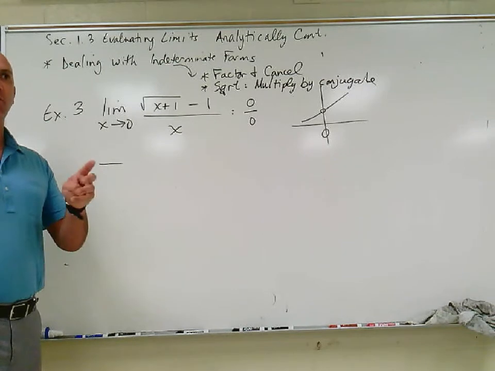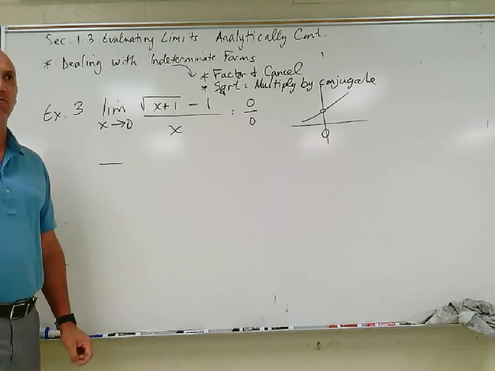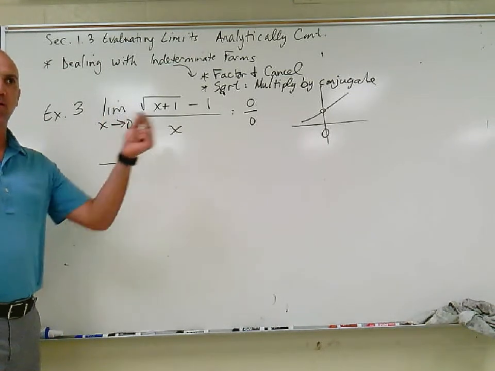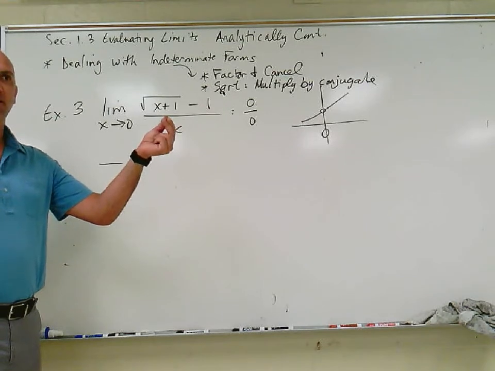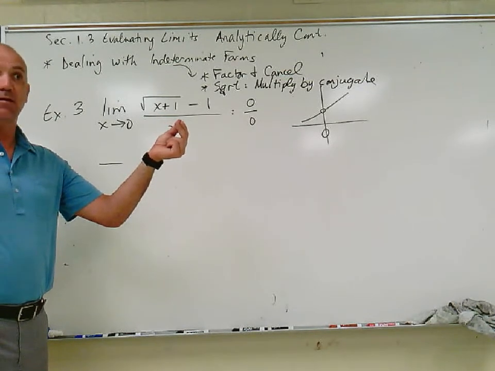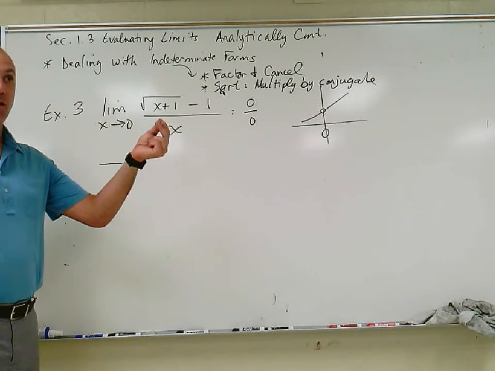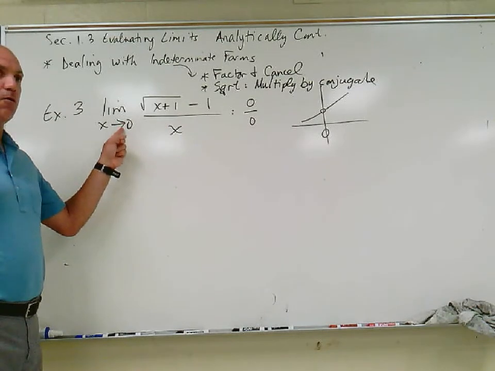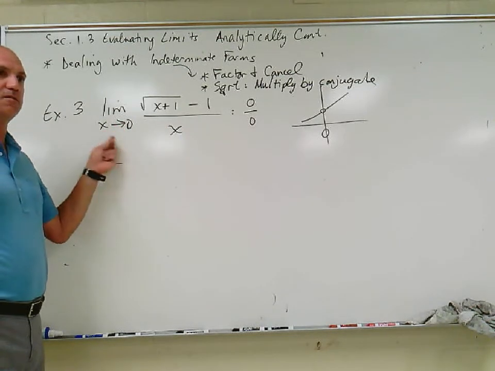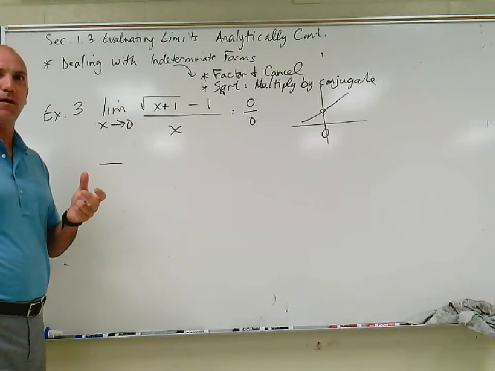The last problem we had to cancel an x plus 2. Why was it x plus 2? Because we were plugging in what number? Not 2. -2. Now we got to plug in a 0. How can you plug in a 0 and get 0 over 0? 0 has to go in for what?